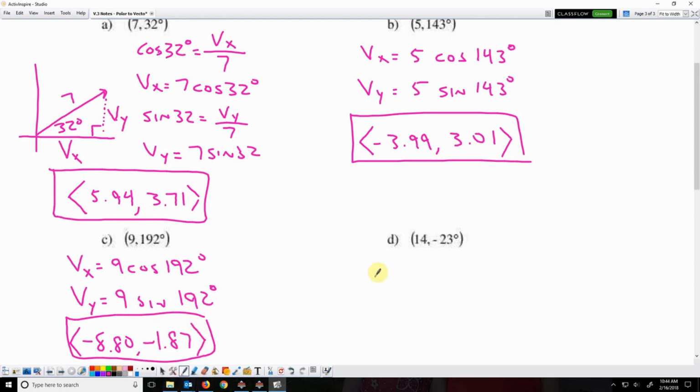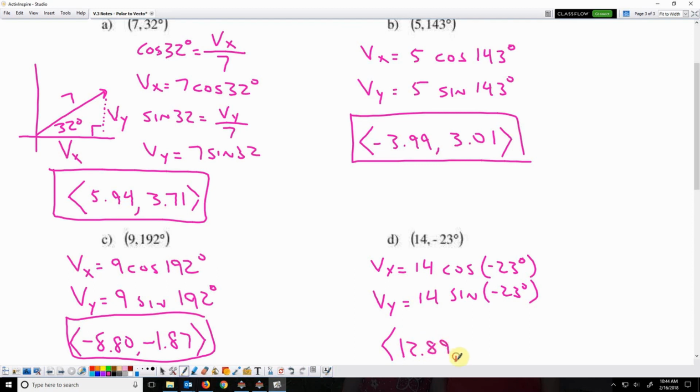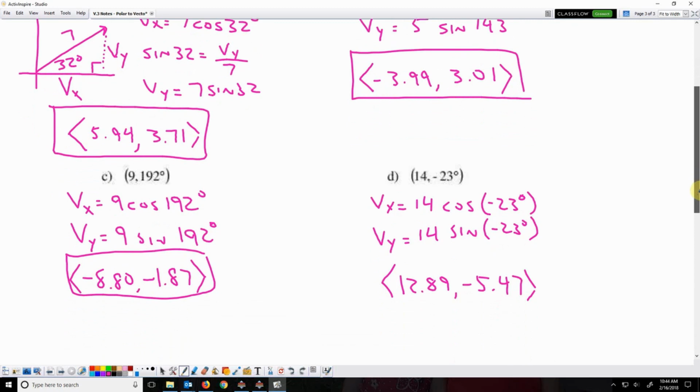And for D, the x component is 14 cosine negative 23. And the y component is 14 sine negative 23. So that gives you an x component of 12.89 and a y component of negative 5.47. So that's how you convert between polar and component form.